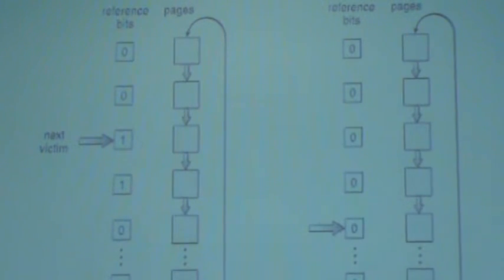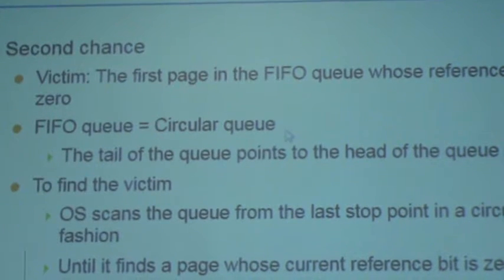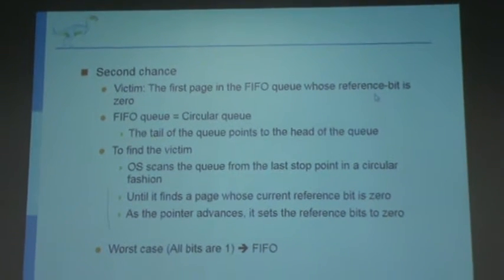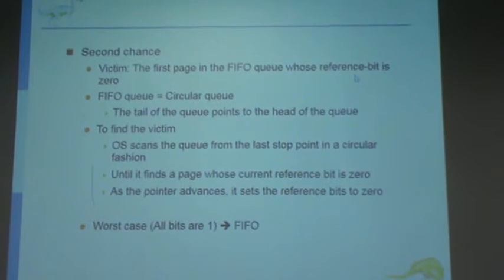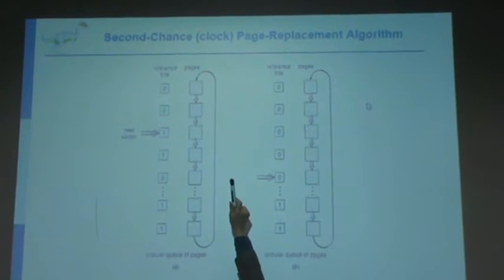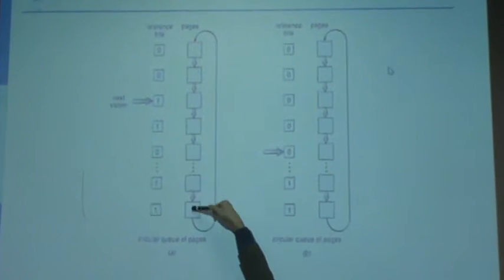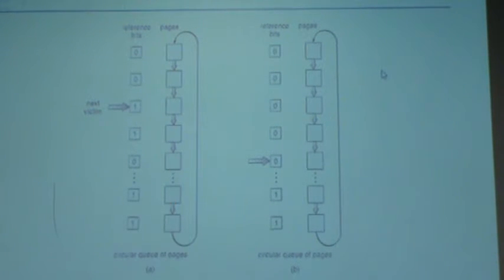So let's see, each one is 0, each one is 1, and you want to make sure. So 0 means it's not referenced, right? So we write it from here. So let's say that this is the starting victim. From that, we follow the linked list until we find the page that has the 0. Okay? Because 0 means it's not referenced.